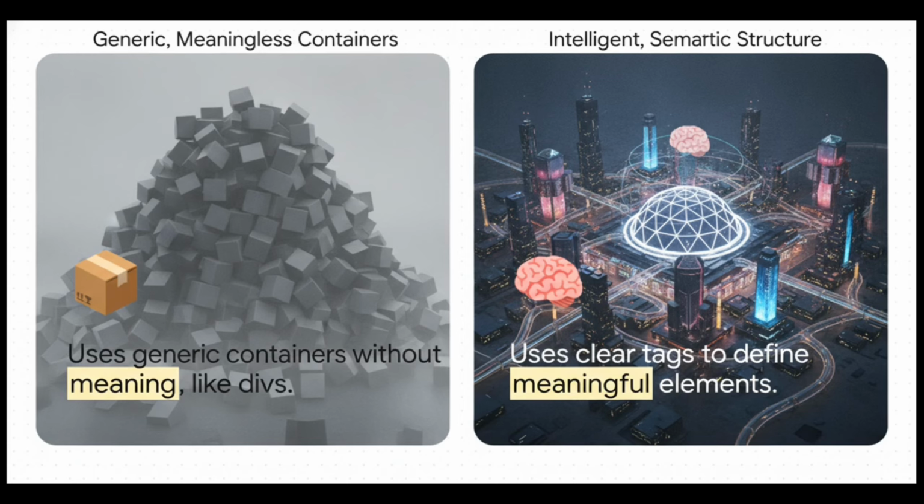But on the other hand, you have semantic HTML. Tags like header, article, and nav. Using semantic tags is like hiring an intelligent AI city planner. Instead of just handing the browser a generic box, you're clearly defining meaningful districts. This is huge because it dramatically improves accessibility for screen readers, makes your code way easier to maintain, and significantly boosts your search engine optimization.